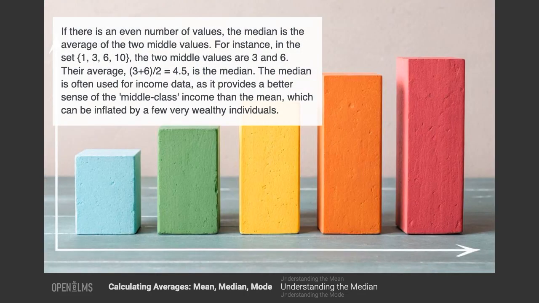If there is an even number of values, the median is the average of the two middle values. For instance, in the set 1, 3, 6, 10, the two middle values are 3 and 6. Their average, 3 plus 6 divided by 2 equals 4.5, is the median. The median is often used for income data, as it provides a better sense of the middle class income than the mean, which can be inflated by a few very wealthy individuals.